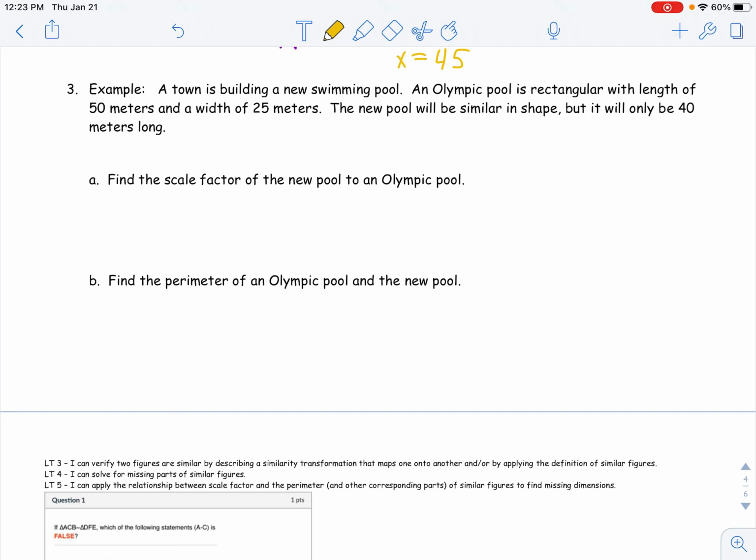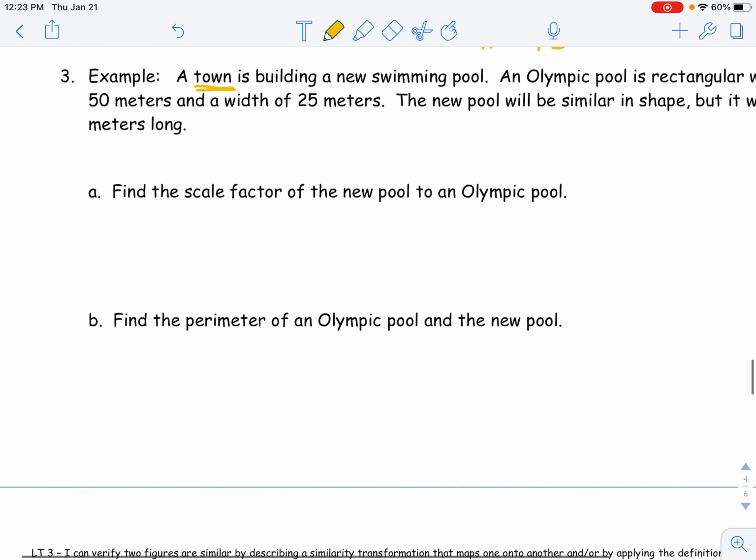Last problem. Example, a town is building a new swimming pool. A town. Remember Hilliard renovated their swimming pool. That was the talk of the town. An Olympic pool is rectangular with a length of 50 meters and 25 meters. The new pool will be similar in shape, but will be only 40 meters long. Find the scale factor of the new pool to the Olympic pool.